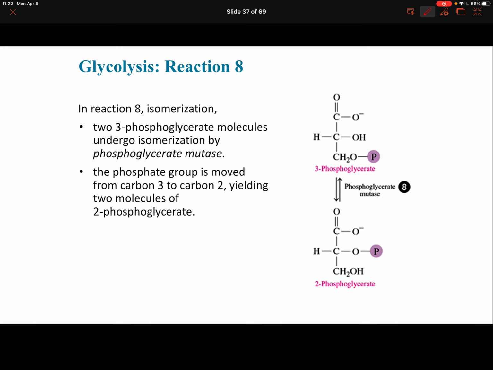Reaction 8 is isomerization. So the 2 molecules that are 3-phosphoglycerates end up becoming 2-phosphoglycerates. So an enzyme called phosphoglycerate mutase moves the phosphate group from the number 3 carbon to the number 2 carbon.